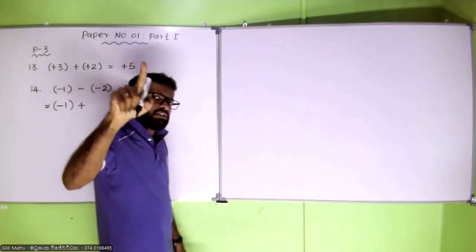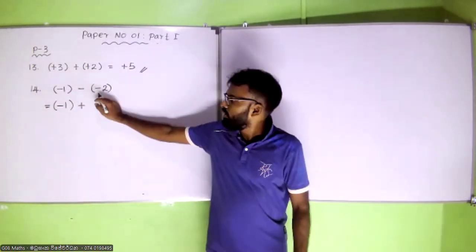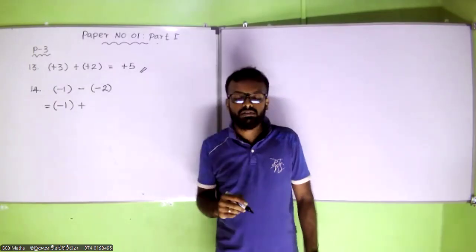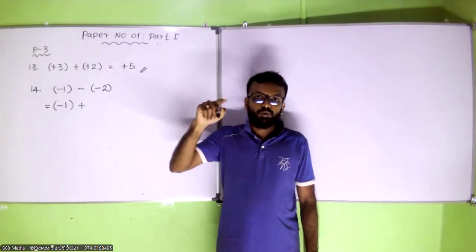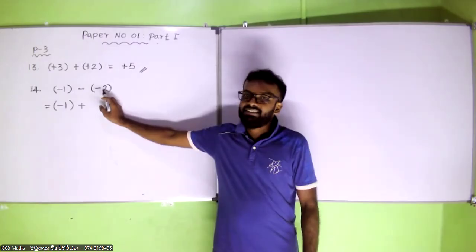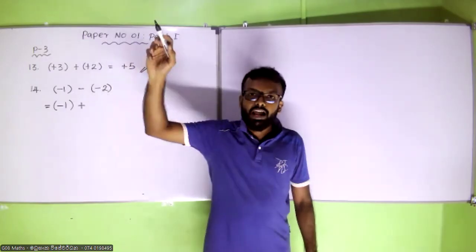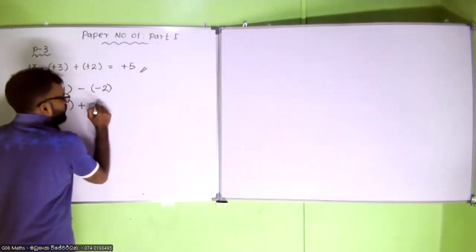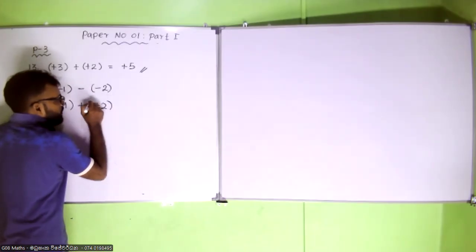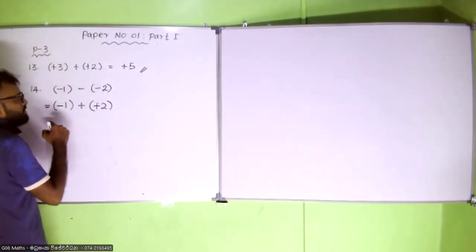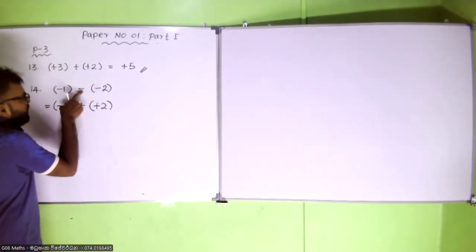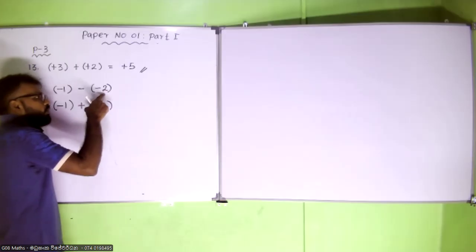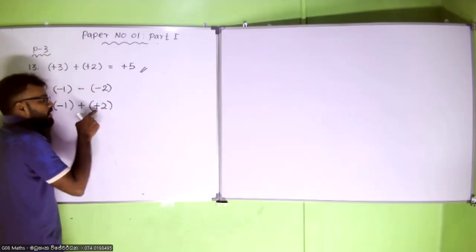Can anyone tell me what is the additive inverse of -2? Positive what? This is -2. The additive inverse of -2 is positive 2. You have to tell me the full answer with the number. Previously here we have a negative sign. We converted it into a positive sign. At the same time, we get the additive inverse of our -2, so that it is positive 2.